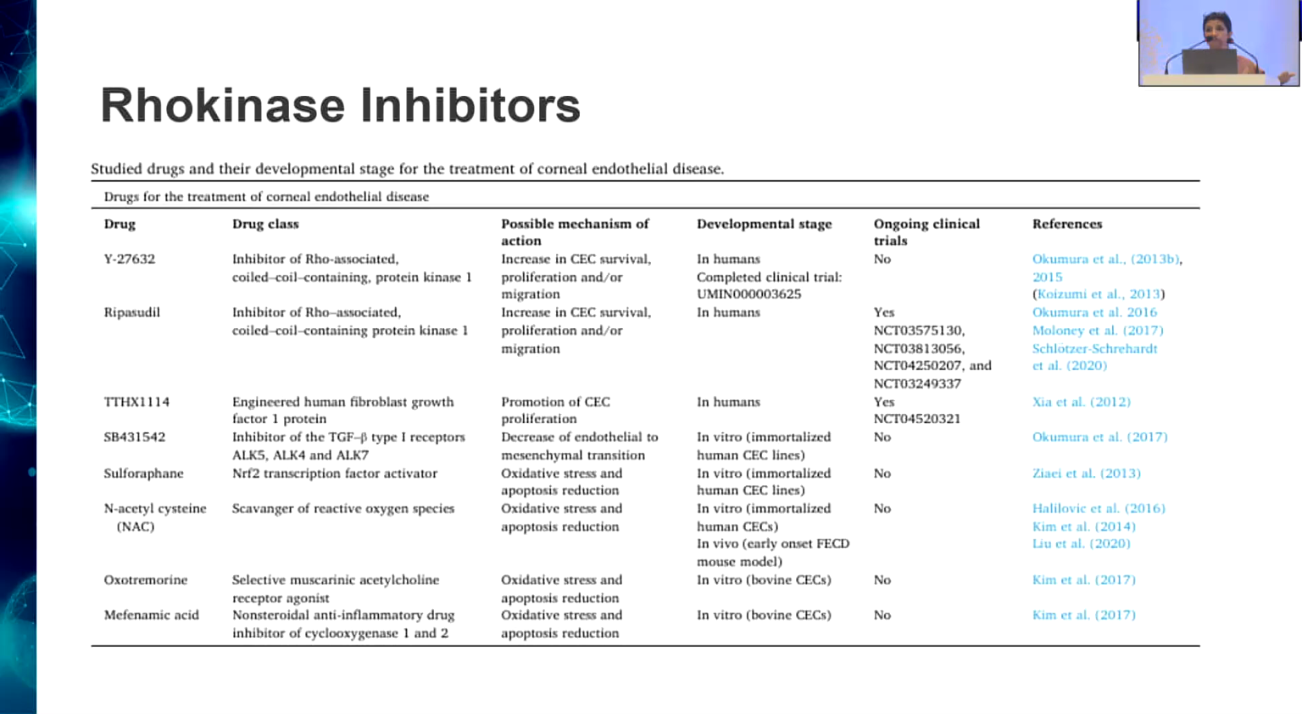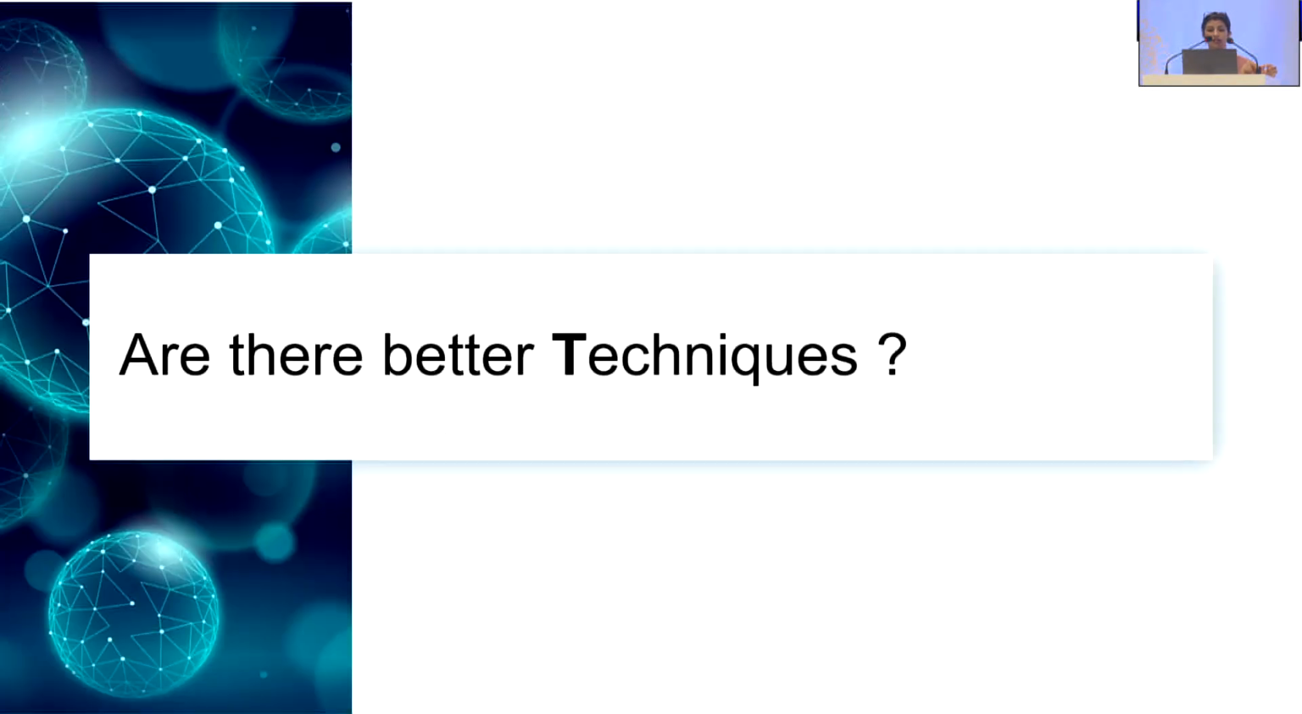But this is the drug to look out for in patients with Fuchs dystrophy, wherein you have a small central edema, and you can still go ahead, do a cataract surgery, and give Rho kinase inhibitors to these patients. From Rho kinase, let's go on to what are the better techniques which are available.